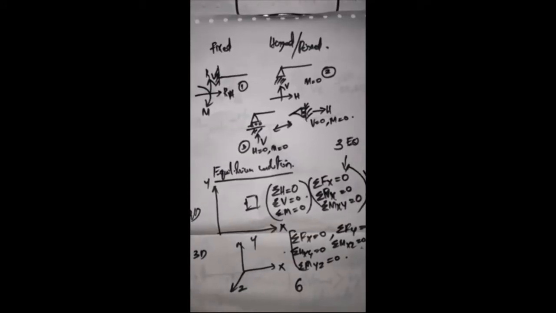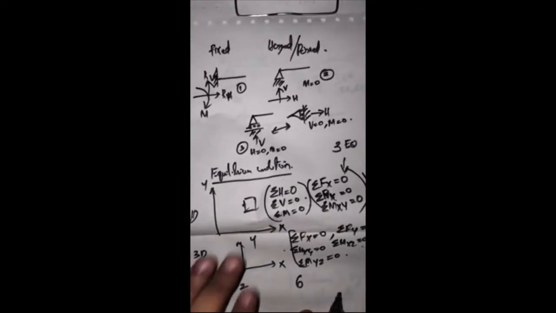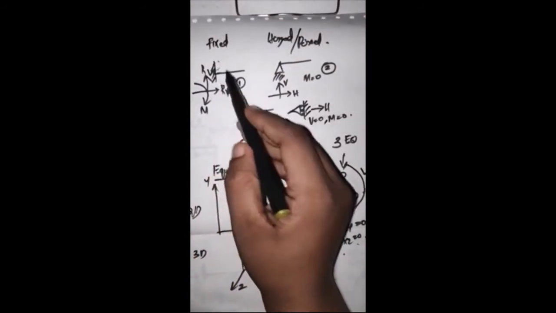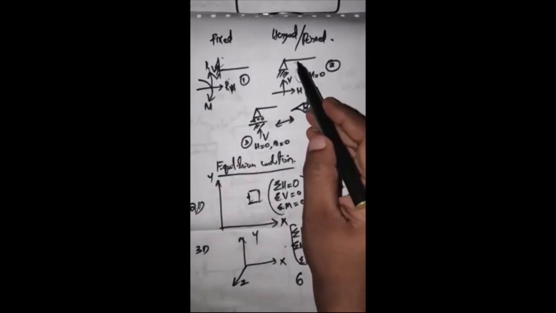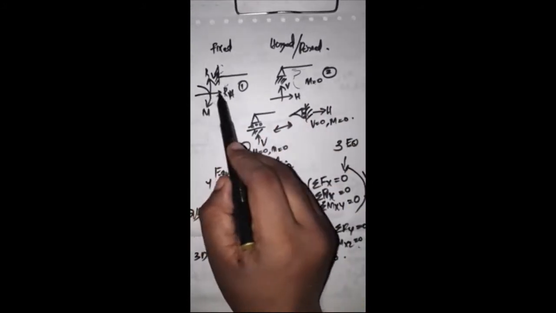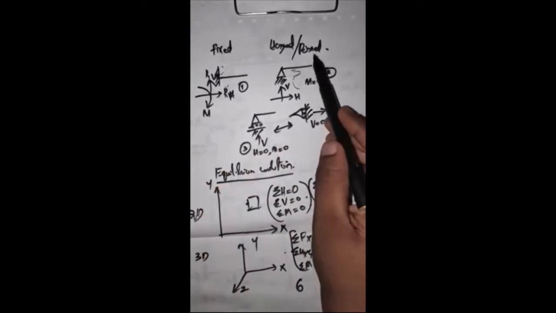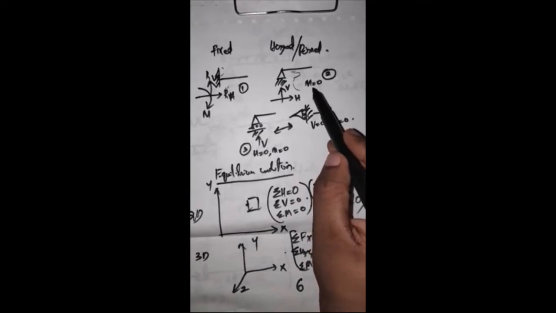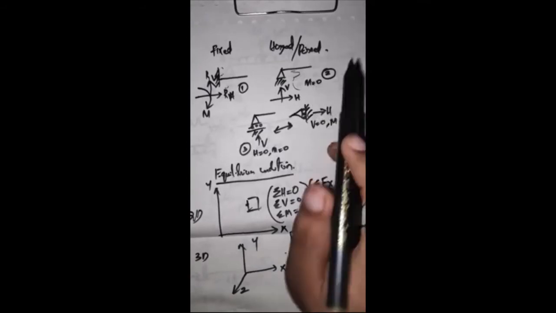So far I have discussed the types of support, that is, fixed support, hinge support, and roller support. A fixed support has 3 possible reactions. For a hinge support, the possible reactions are only 2. Moment is permitted, therefore there will not be any moment.